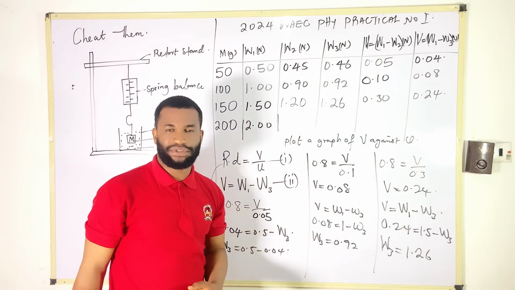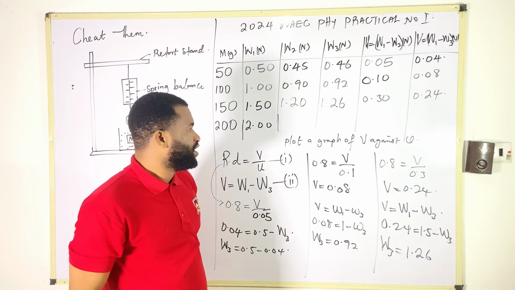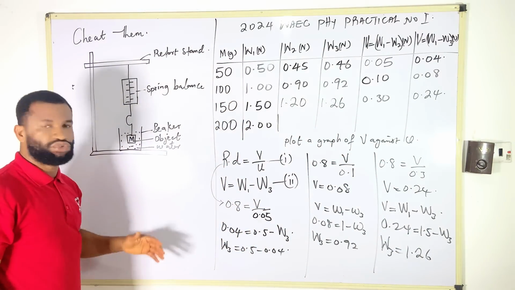If you go to your graph, which I'm going to do maybe in a few days, before the practical day, you have V plotted against U. You are going to have a straight line graph which will pass through the origin.